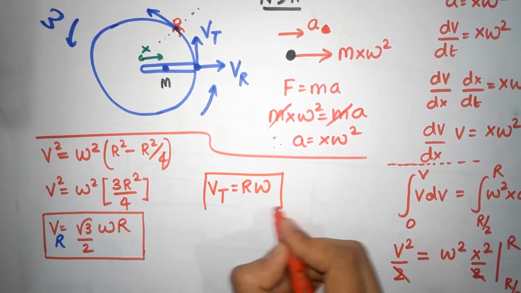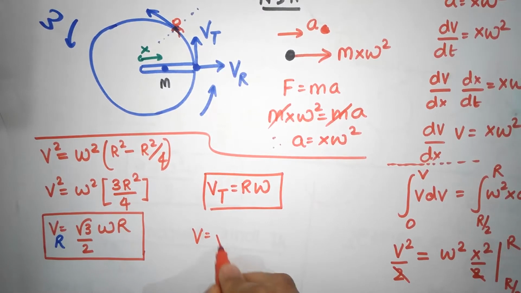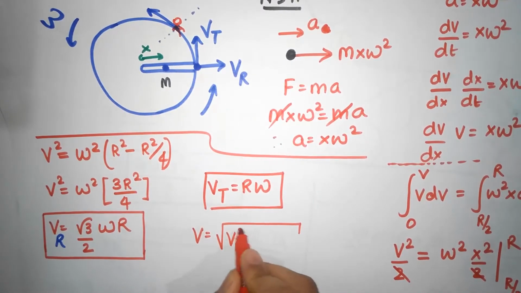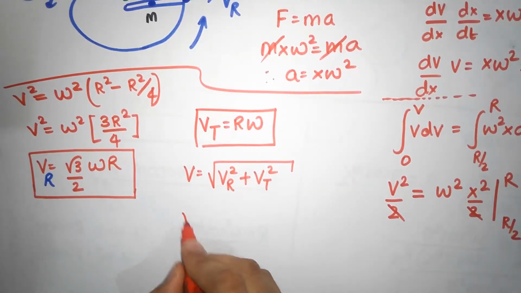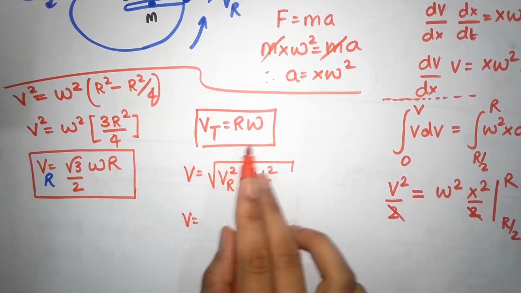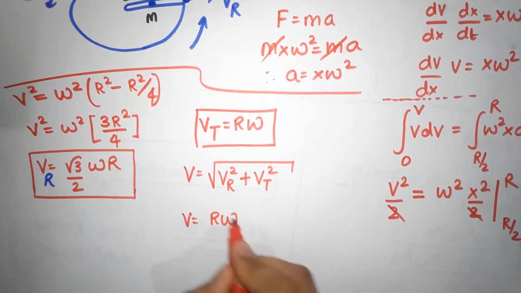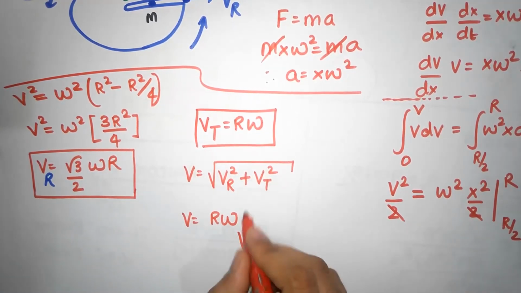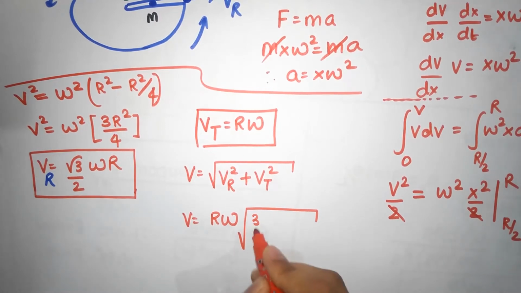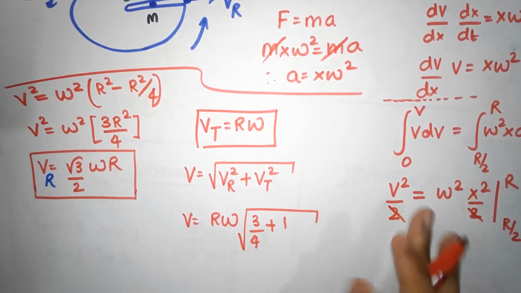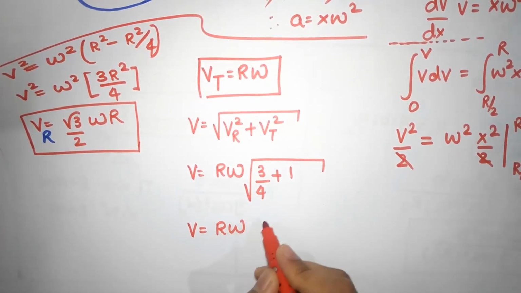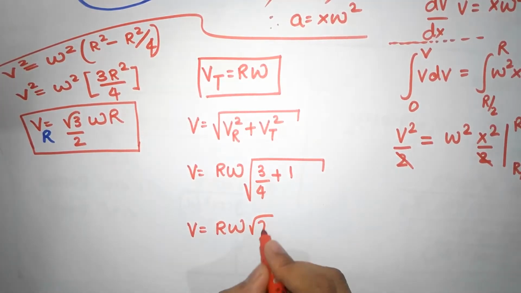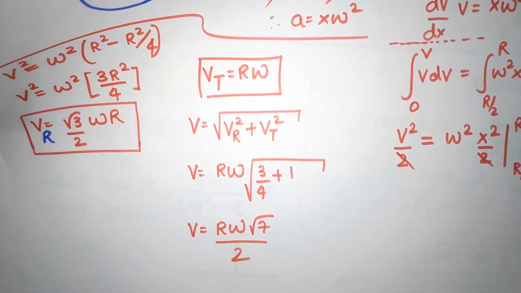That's the tangential speed. So the net speed is going to be the square root of Vr squared plus Vt squared. And that will be, you take r omega common out, and we will end up with a square root of 3 by 4 plus 1. So eventually we get the answer as r omega root 7 divided by 2. And that's the net speed with which the object falls off.